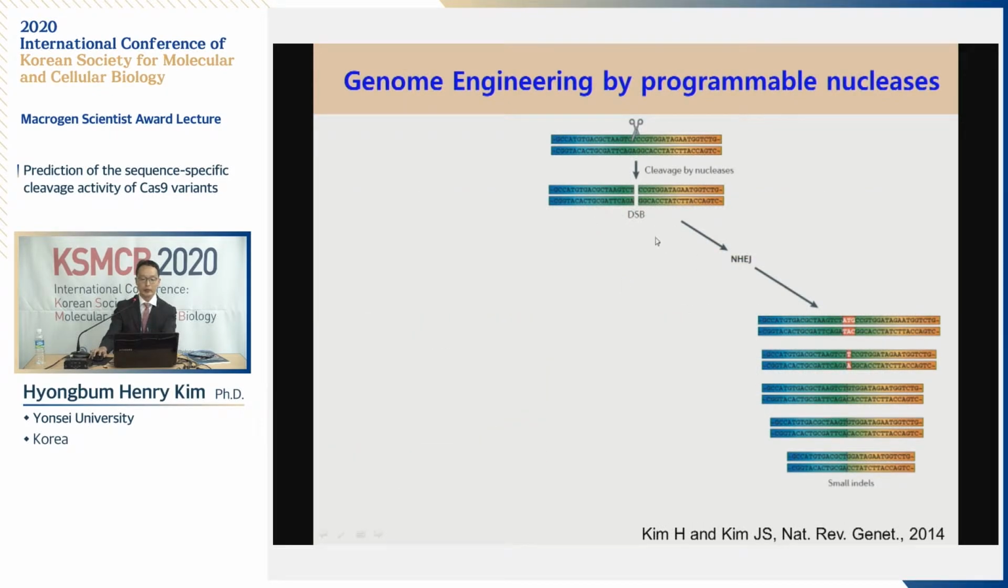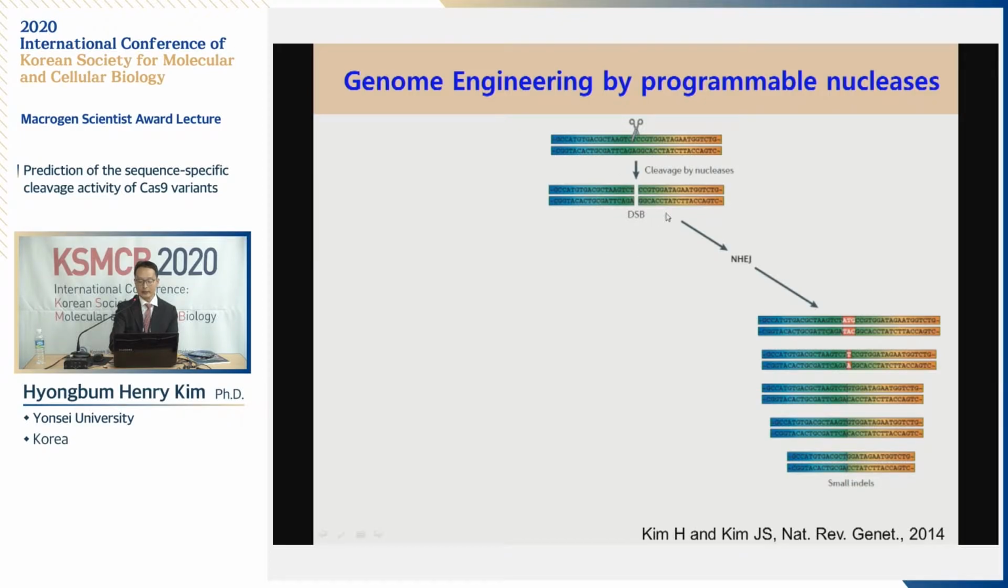Once a double-strand break is generated, it can be repaired by the cell's endogenous repair process, which is called non-homologous end joining. It is an error-prone process which can lead to insertions or deletions, collectively called indels. Once these indels are generated in the coding sequence of a certain gene, the gene can be knocked out by frameshift mutation. So by making one double-strand break at a certain gene, we can knock out that gene.